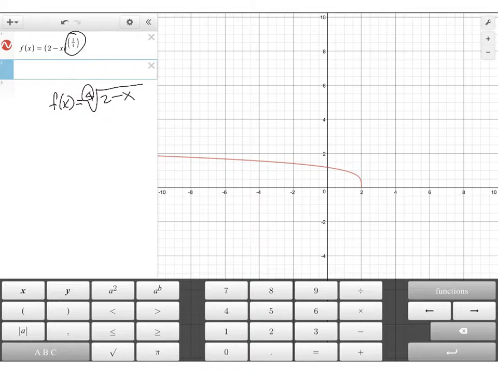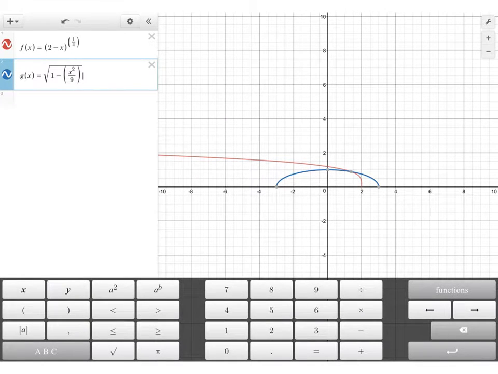Now, one thing that we realize here is that this is an even root. So the expression 2 minus x must be greater than or equal to 0, so that when we take the fourth root of that value, we get a real number back. Solving for x here, we see that x would have to be less than or equal to 2. So it makes sense that our graph extends up to positive 2 on the x-axis and not beyond. Also, we notice that f of 2 is equal to 0.